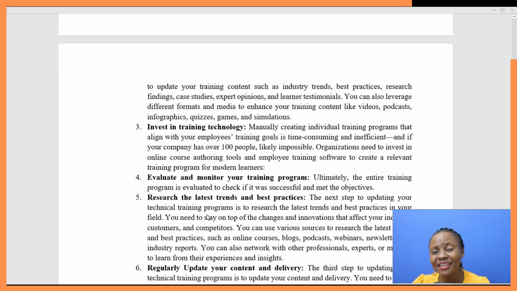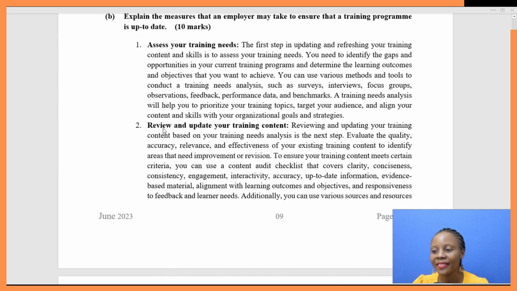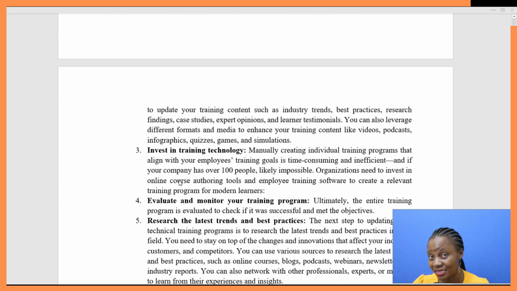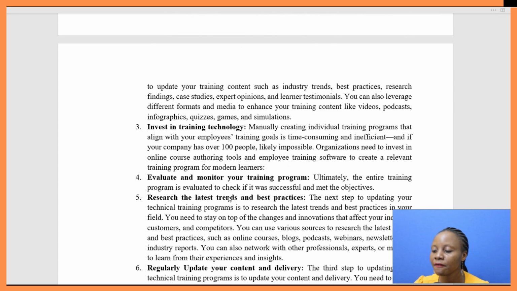And then also have a tendency of researching the latest trends and best practices as far as training is concerned. That will help you to incorporate new practices and make your training program relevant and always up to date. And then regularly update your content and delivery. Here we're addressing both the content and delivery, so that you can remain relevant and up to date. So that is our question 4 of this paper.